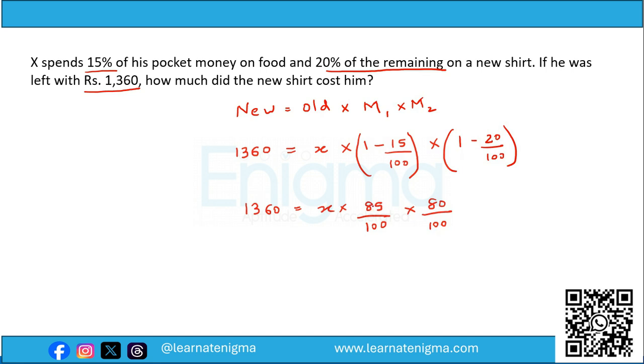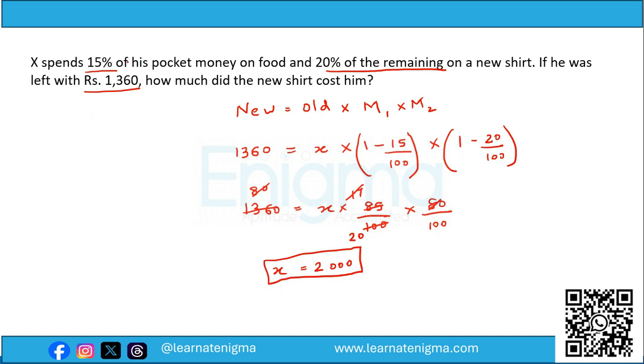Now 85 we can reduce it to 17 upon 20. Now in the table of 17 we have 136 as well. So 17 eights are 136 and one more zero on it. So 80 gets cancelled out. So we have x is equal to 2000. The initial amount with the person, x, is 2000.